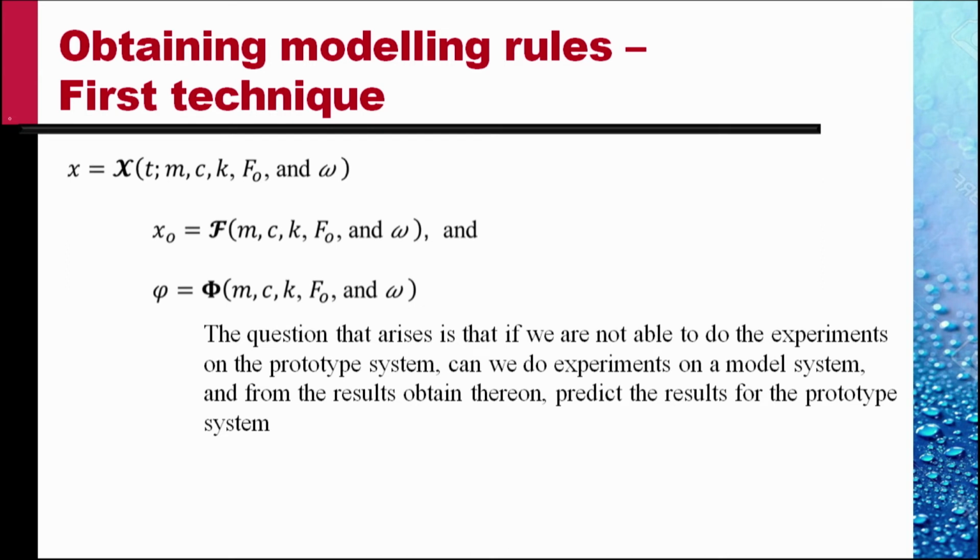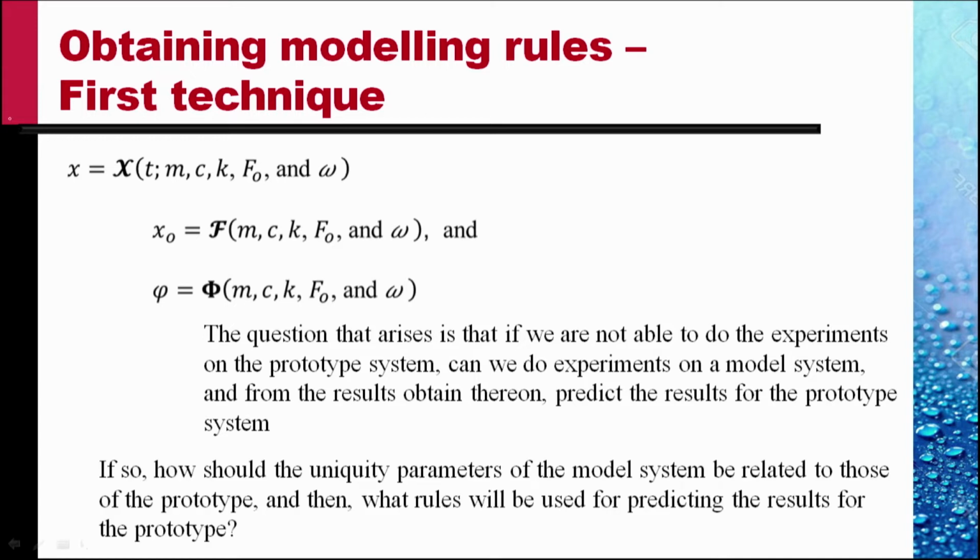The question that arises is that if we are not able to do the experiments on the prototype system, on the actual system, can we do experiments on a model system and from the results obtained thereon predict the results for the prototype system? That is the question that we need to answer. If so, how should the uniquity parameters of the model system be related to those of the prototype? And then what rules will be used for predicting the results for the prototype from the results from the model?